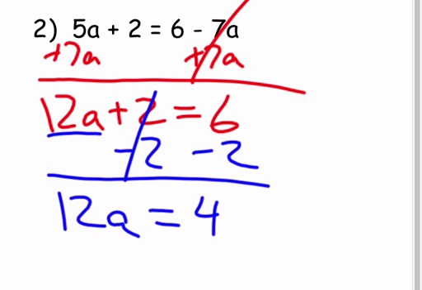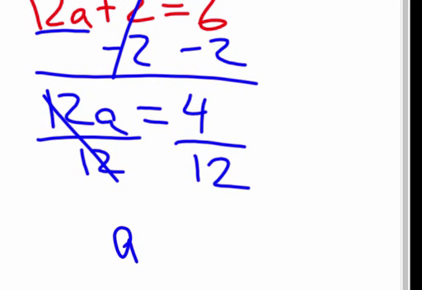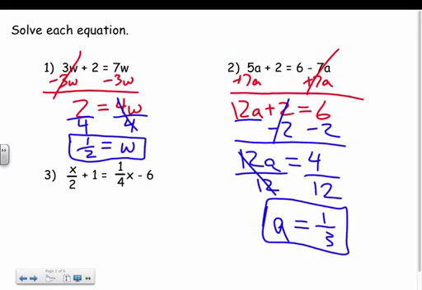Last thing, we're multiplying by 12 with the a, so the inverse is divide by 12. Whatever I do to one side, I do to the other. 12's cancel. Bring down my a. Bring down my equal sign. 4 divided by 12. Once again, it's a fraction, so let's simplify it. 4/12 simplifies into 1/3, right? I divide each by 4. So a equals 1/3. Looking at number 3. I'm going to get rid of this answer just so we can see it.